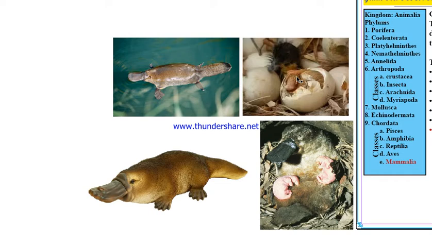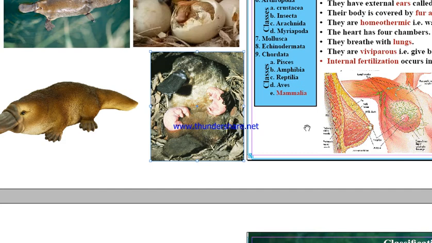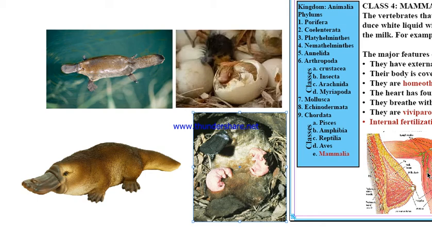The main reason is they have mammary glands. You can see in this picture, the mother platypus suckles her young with the milk produced by her mammary glands. This one is suckling. Because they have mammary glands and feed their babies with the milk produced by them, they are kept in class Mammalia.